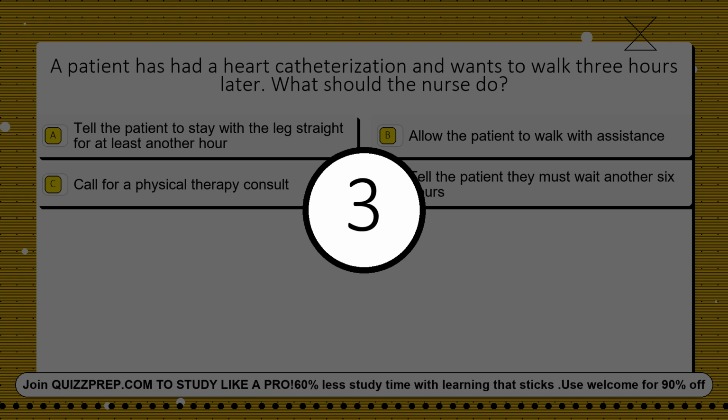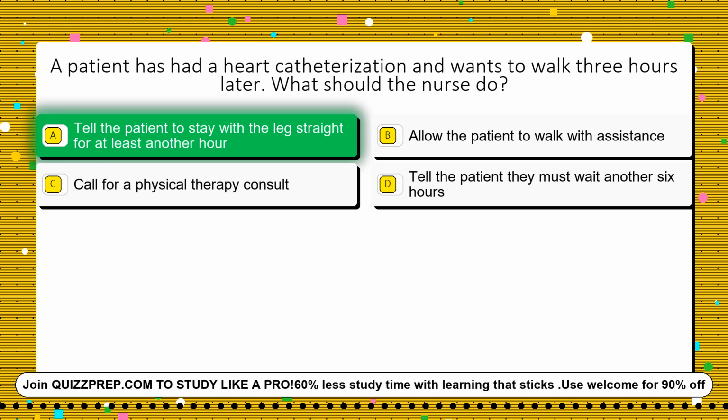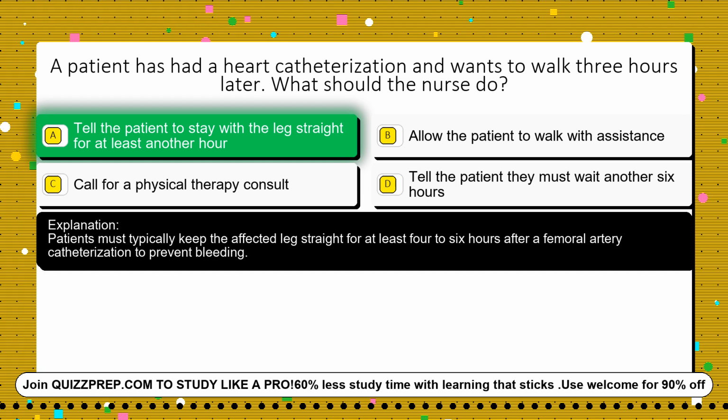The correct answer is option A. Tell the patient to stay with the leg straight for at least another hour. Patients must typically keep the affected leg straight for at least 4 to 6 hours after a femoral artery catheterization to prevent bleeding.